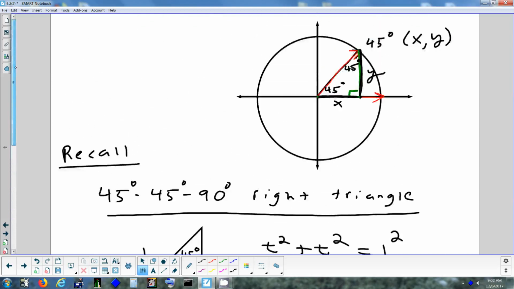Let's go back up. So that means we can now fill in the coordinates for 45 degrees because we know what x and y are. Okay. Shauna, x and y are both the same number here, and they are both what number? Yep, root 2 over 2, comma, root 2 over 2. So that's always the coordinate for 45 degrees, and that will never change. Okay. Any questions on how we get the coordinate for 45?